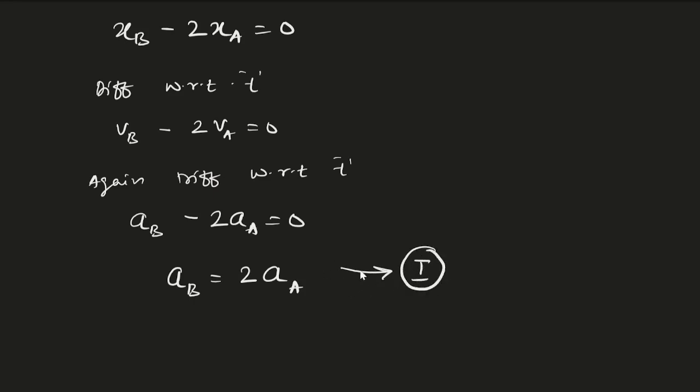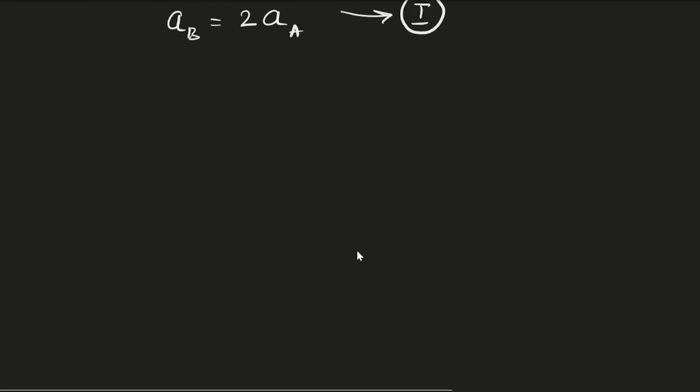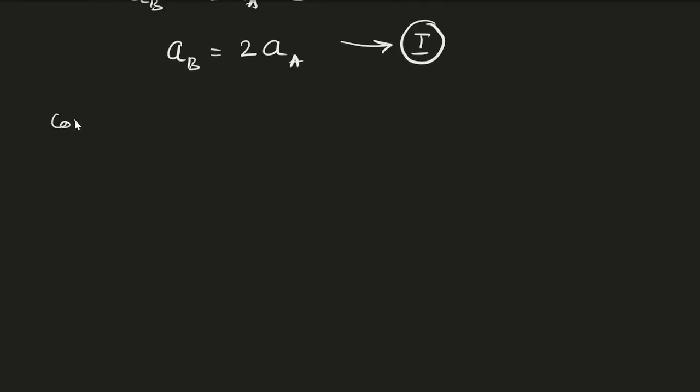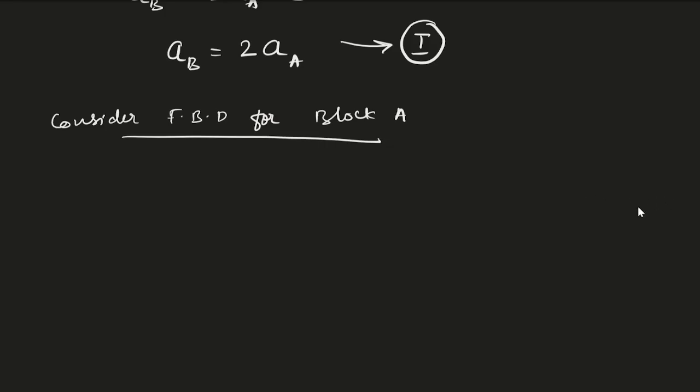Now we have to frame equations in terms of A and B to get the tension and the acceleration. Okay, so we are going to consider the FBD for block A. So if you see, the block A is moving in the downward direction. So we have a tension of 2T in the upward direction. Okay, the direction of the block is downward. This is positive. Direction of the block is downward.